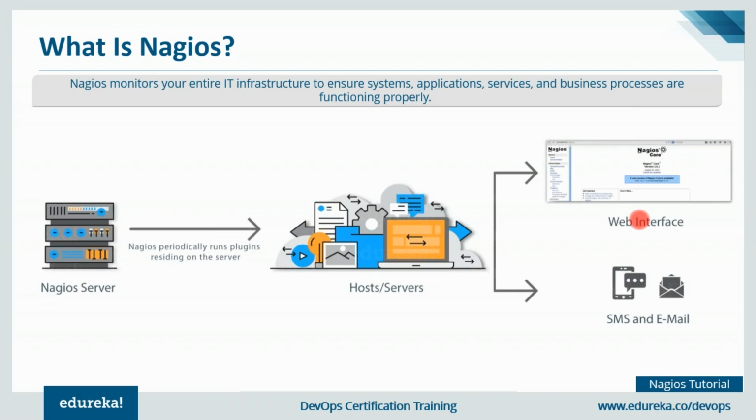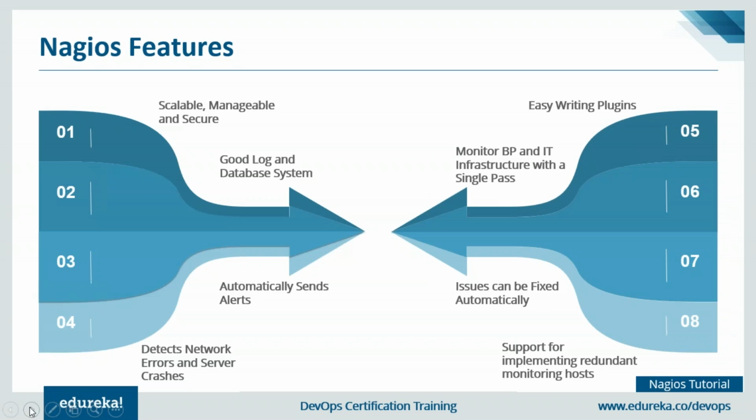If you're wondering what plugins are, these are compiled executables or scripts, such as a Perl script or shell script, that can run from a command line to check the status of a host or a service. Nagios uses the results from the plugins to determine the current status of the hosts and services on your network.